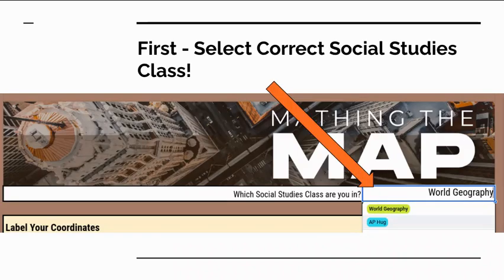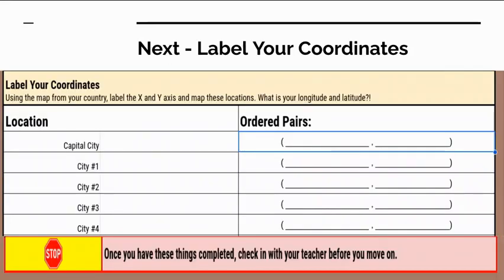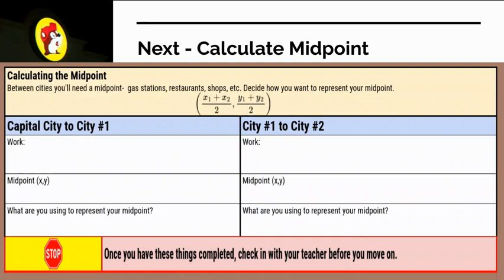First thing you're going to do is make sure you select your correct social studies class. Some of you guys are in World Geography. Others of you are in AP HUG. After you select the correct social studies class, you will then do the first section of math, which is simply labeling your coordinates on your map of your country. When you're done with that, make sure you check in with your teacher so we can give you some feedback before you move on to the next section of the project, which is calculating the midpoint.